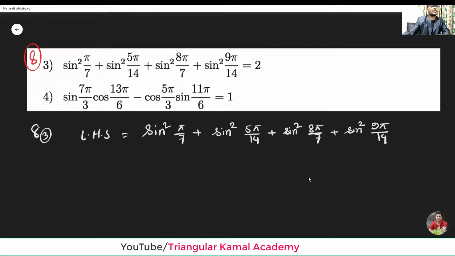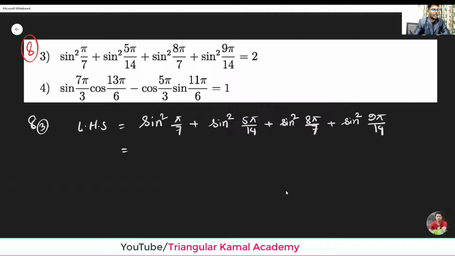This is the left hand side and we have to prove it. After doing simplification, the result will be 2. So first identify the acute angle. Suppose pi by 7 is the acute angle. So now we will convert this one into pi by 7, this one into pi by 7, and this one into pi by 7. This one we can remain the same, sine square pi by 7.